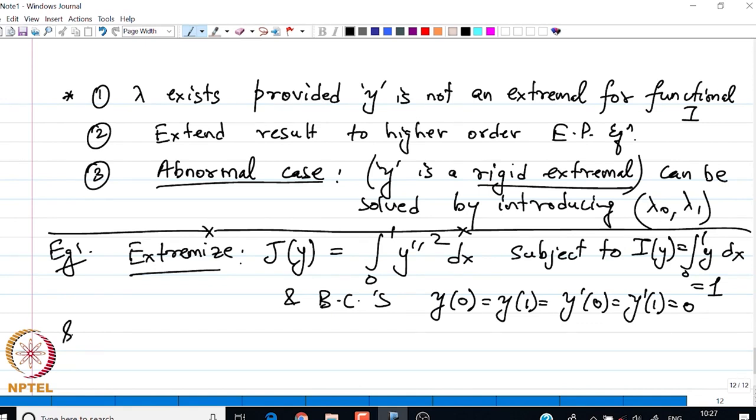Note that the extremal to this setup is going to be the solution to the Euler-Poisson equation subject to these four boundary conditions. I have f equal to y double prime squared and g equal to y. Before we even solve for the extremal, we do not know whether we have an abnormal problem or not, or whether y is a rigid extremal or not. So we want to eliminate the case of rigid extremals. Let us check for rigid extremals.